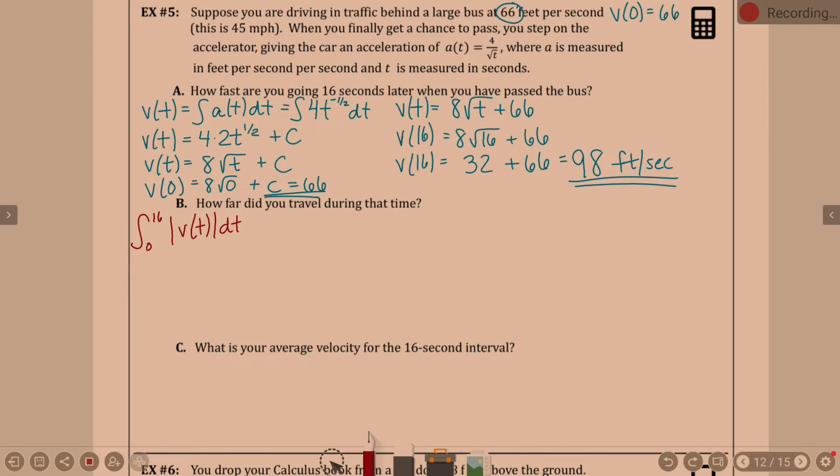Now, when we go to do this, we're trying to figure out, okay, can we do 0 to 16 all at once? Do we need to break this into pieces? Here's where, okay, what is v of t? It is this 8 square root of t plus 66, right? Can you visualize that graph?